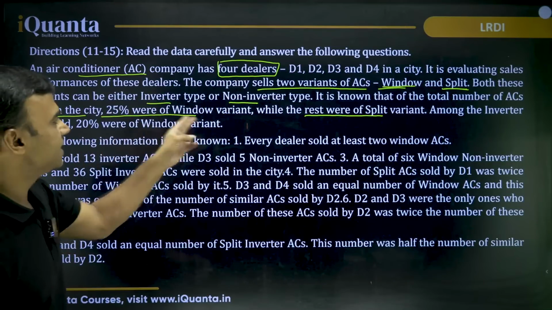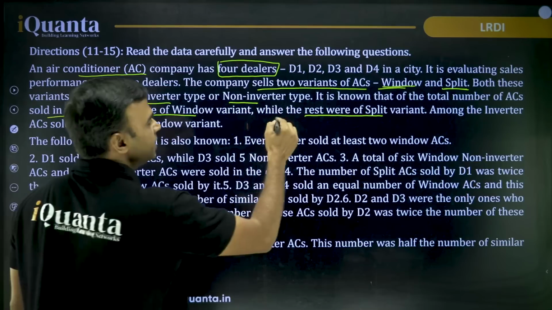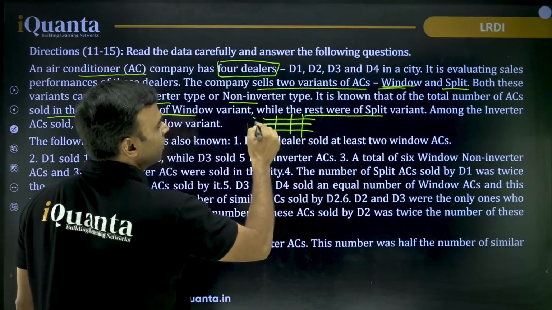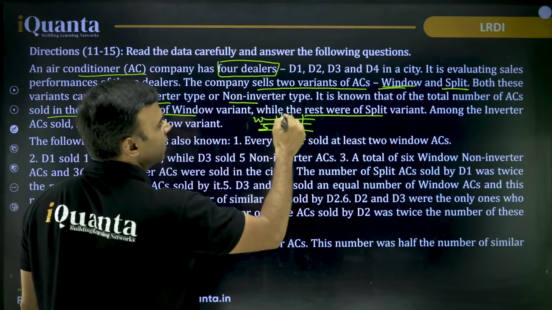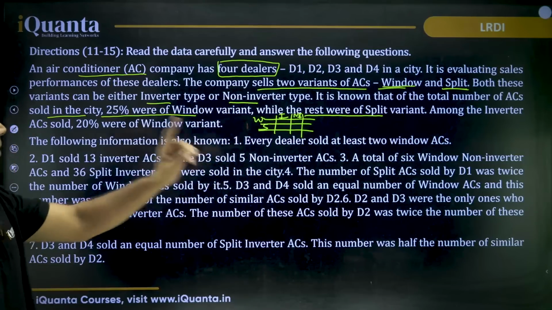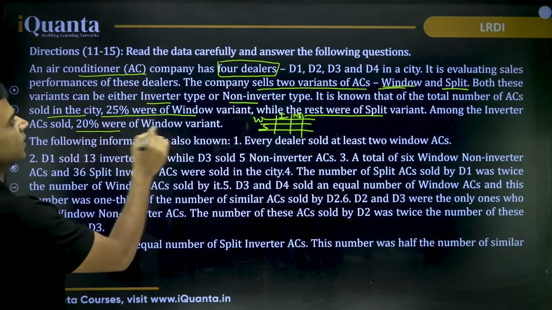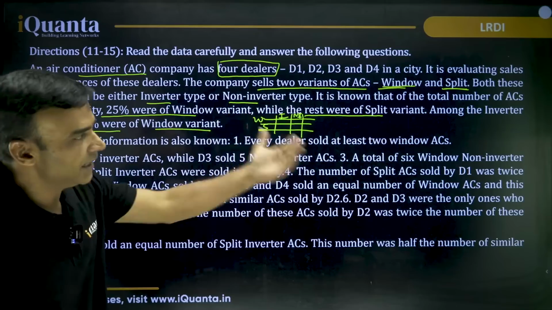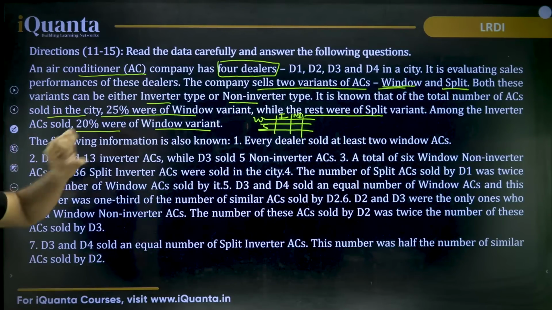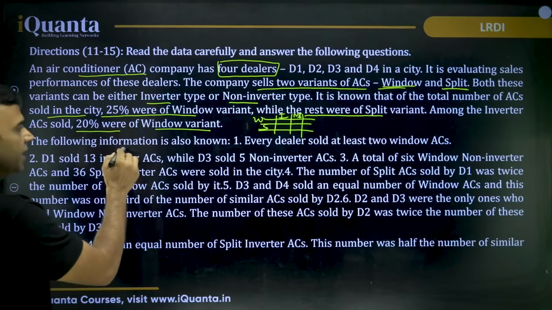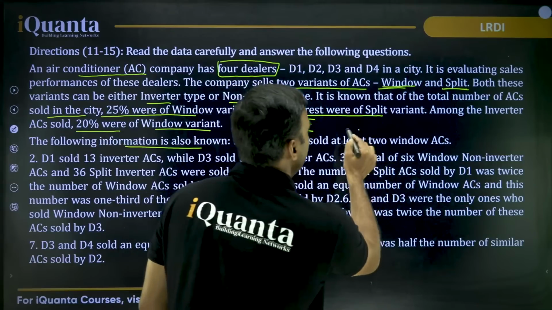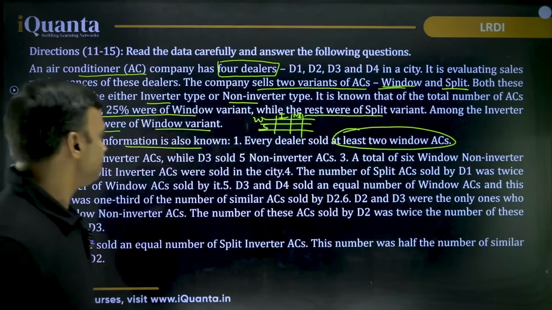The moment you read this part, you know that there is one table that has to be created like this, wherein I'll put window AC, split AC, inverter and non-inverter, right? This is so clear. Among the inverter ACs sold, 20% were window variant. So when we create the table, we'll keep this information intact and put the numbers accordingly. The following information is also known. Every dealer sold at least 2 window ACs. Wow, this is such a beautiful condition.